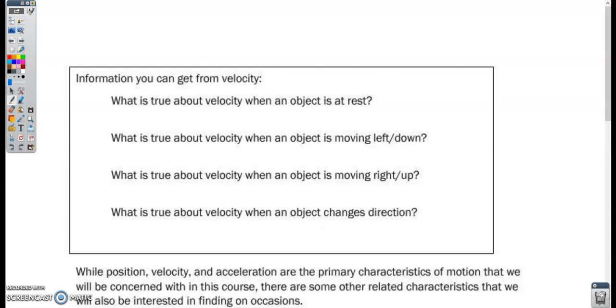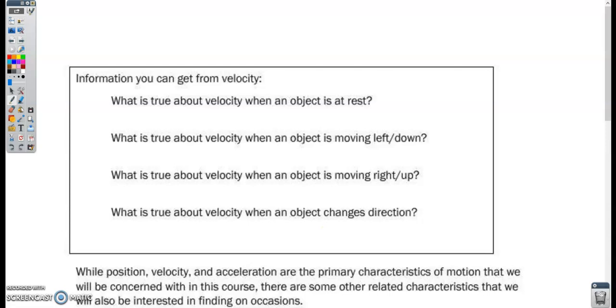All right. So in this box here, we're going to start off today by talking about information that you can get from velocity. Now remember, velocity is the change in position with respect to time. These four things are all things that we can tell about an object's motion from its velocity. So let's start with the first one. What's true about velocity when an object is at rest?